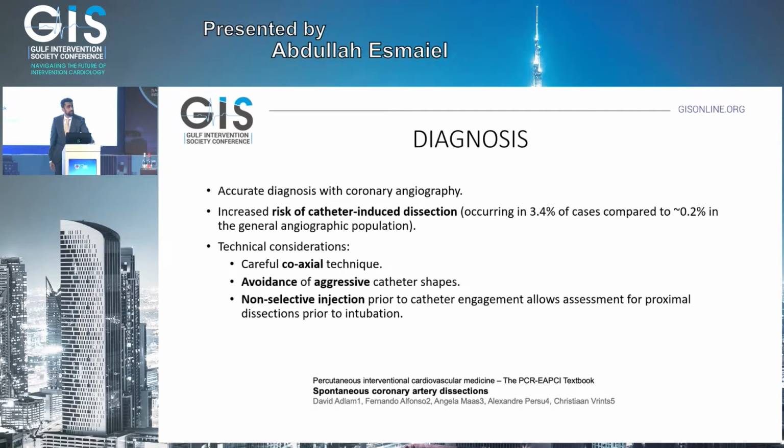I personally suggest always starting with a non-selective injection. If I have a female patient in the right age group and I'm suspecting SCAD, I always go with a non-selective injection of the RCA and the left main. Then, when I'm happy that there's nothing in the ostium, I engage and try to be as coaxial as possible. Some experts also recommend femoral access rather than radial access in SCAD patients, because you have better control and stability of the catheter, hopefully reducing the risk of catheter-induced dissections.